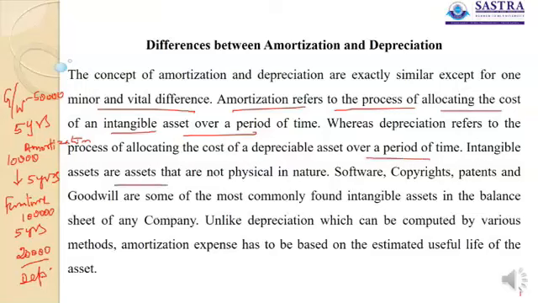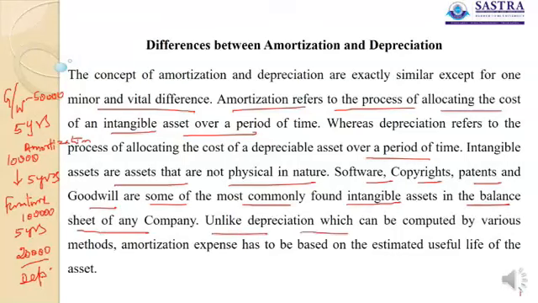Intangible assets are the assets that are not physical in nature, as you know pretty well, and there are so many such assets. Even today's software, copyright, patent, and the traditional item of goodwill are collectively known as amortizable assets or fictitious intangible assets, and are some of the most commonly found intangible assets in the balance sheet of any company. Unlike depreciation, which can be computed by various methods, the amortization expense has to be based on the estimated useful life of the asset.